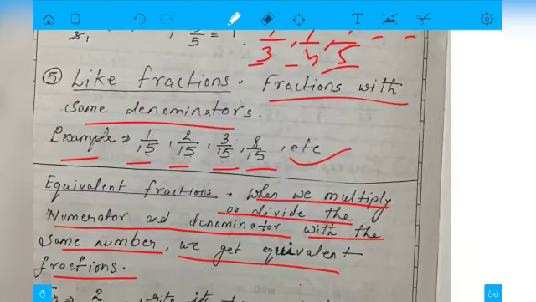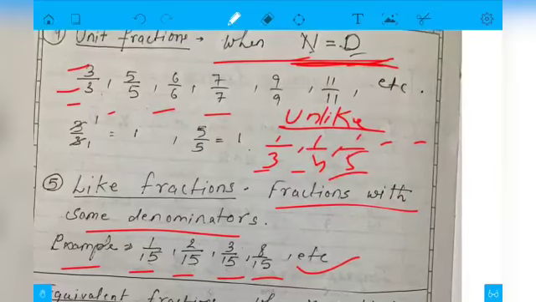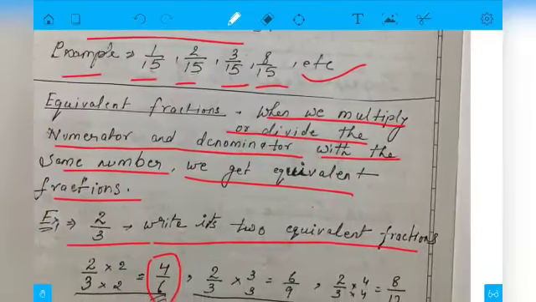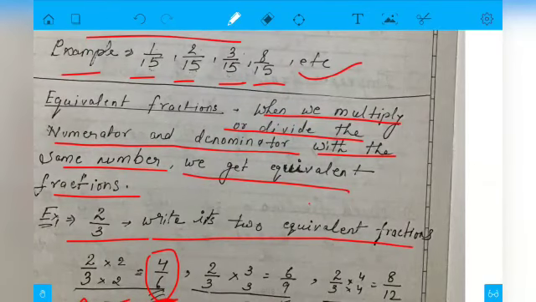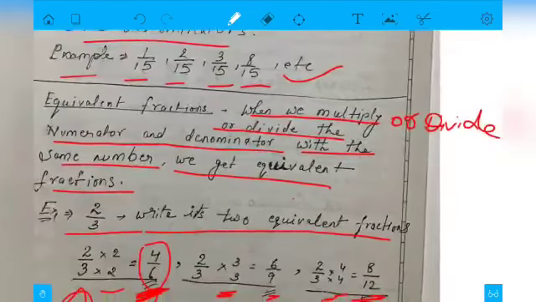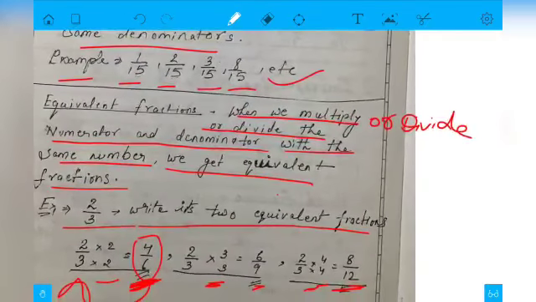Now dear student, I hope that you understood the video. Now you will see over here equivalent fractions. What are equivalent fractions? When we multiply or divide the numerator and denominator with the same number, we get an equivalent fraction.